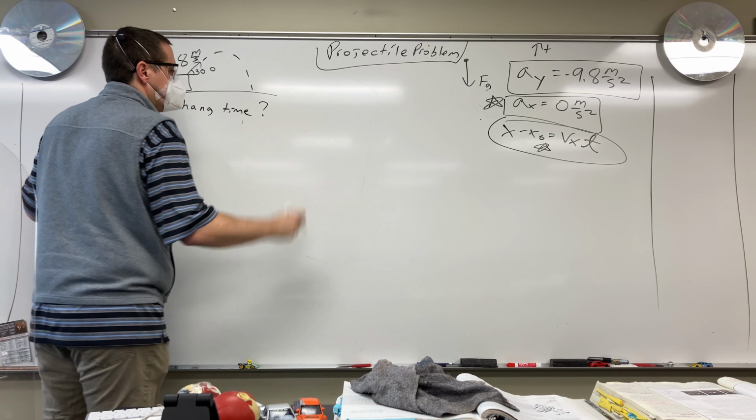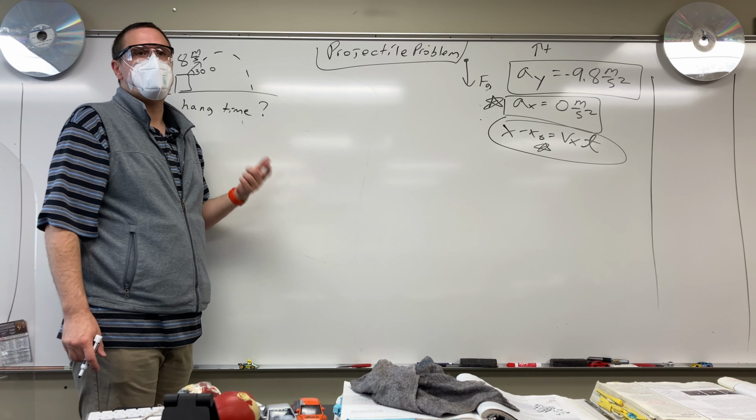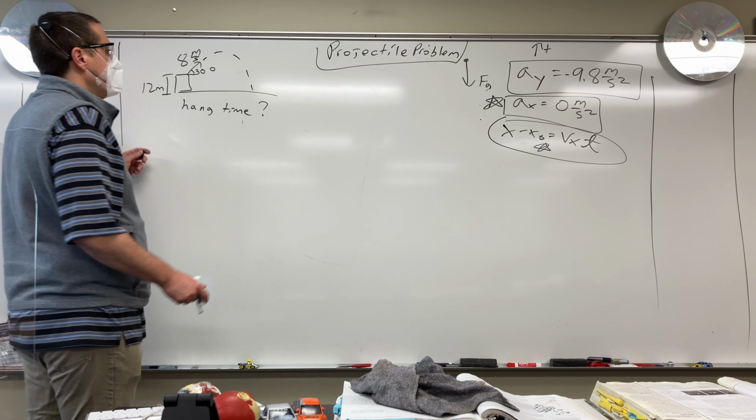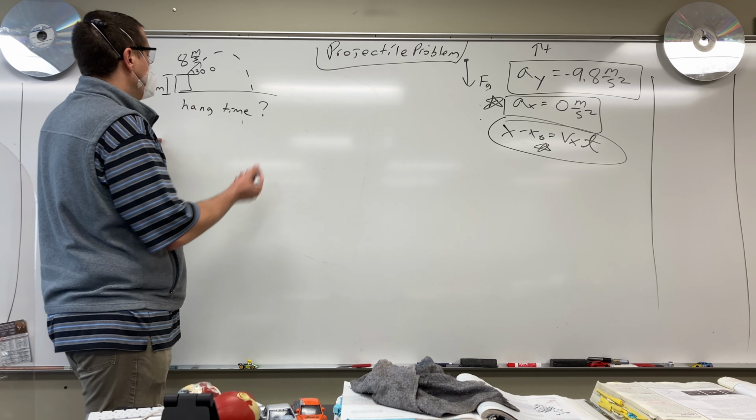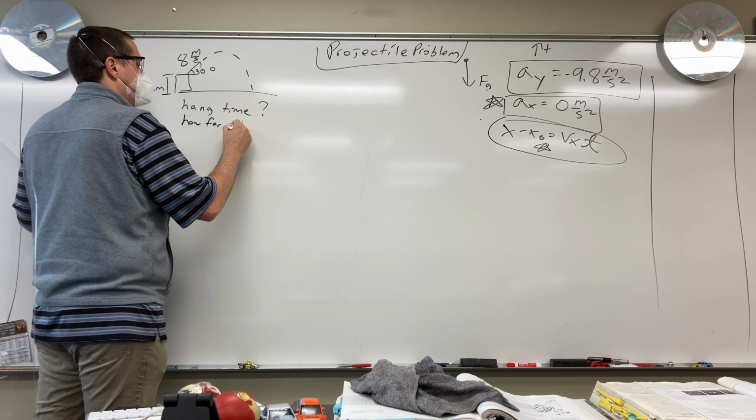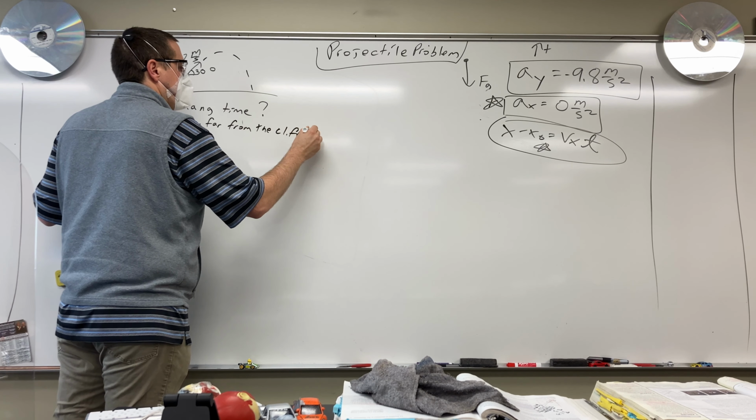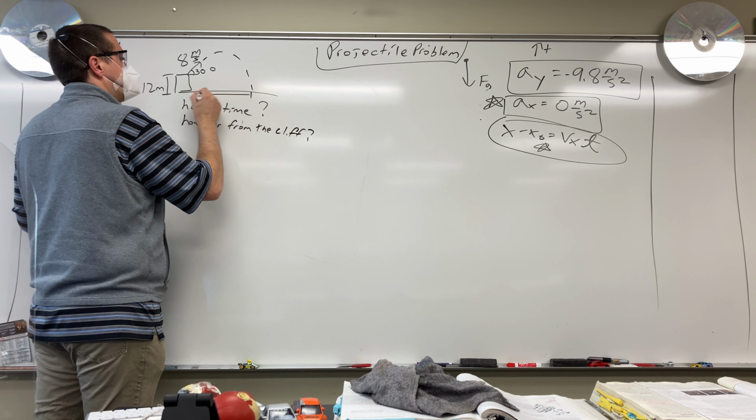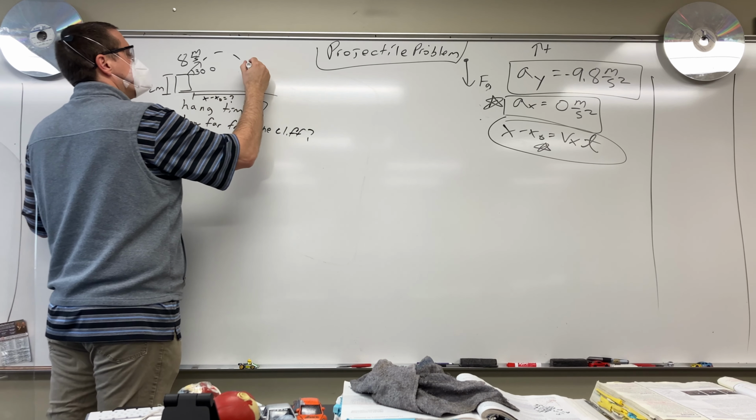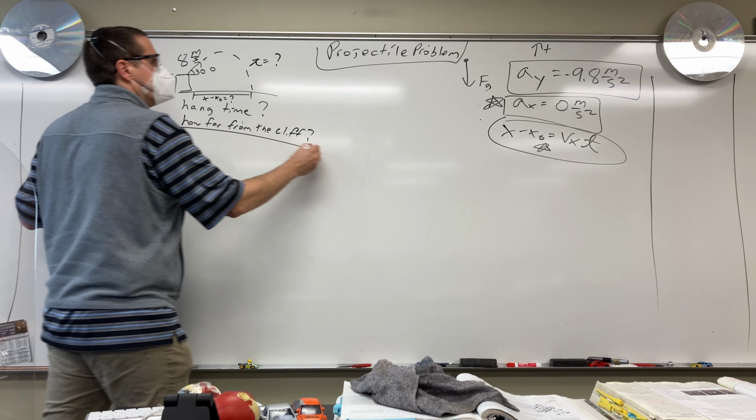Which is one way of saying total time in the air. So we're looking for total time in the air. So what do I do? Well, let's also say I'm looking for how far he lands from the base of the cliff. So I'm looking for this right here, x minus x naught, that displacement in the x, and I'm also looking for my total time in the air. All right, so what would I do to start this problem?